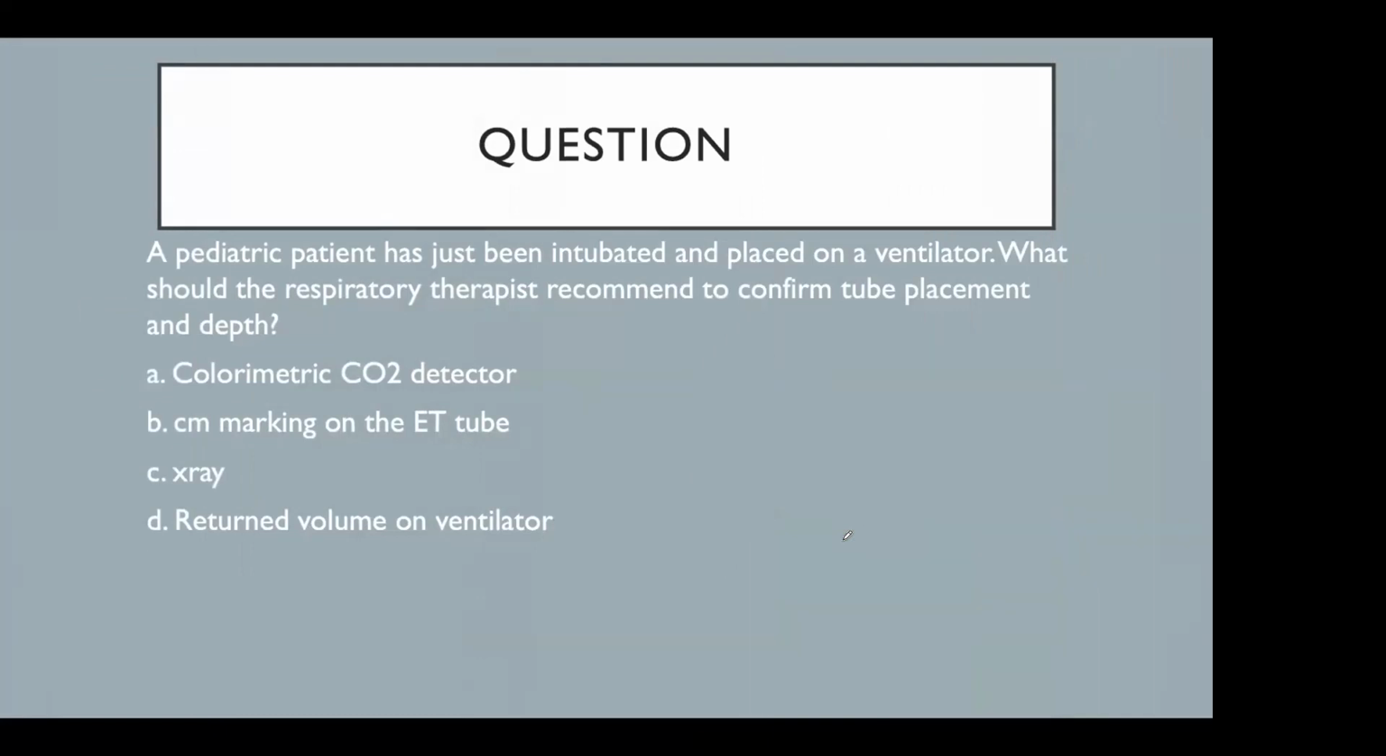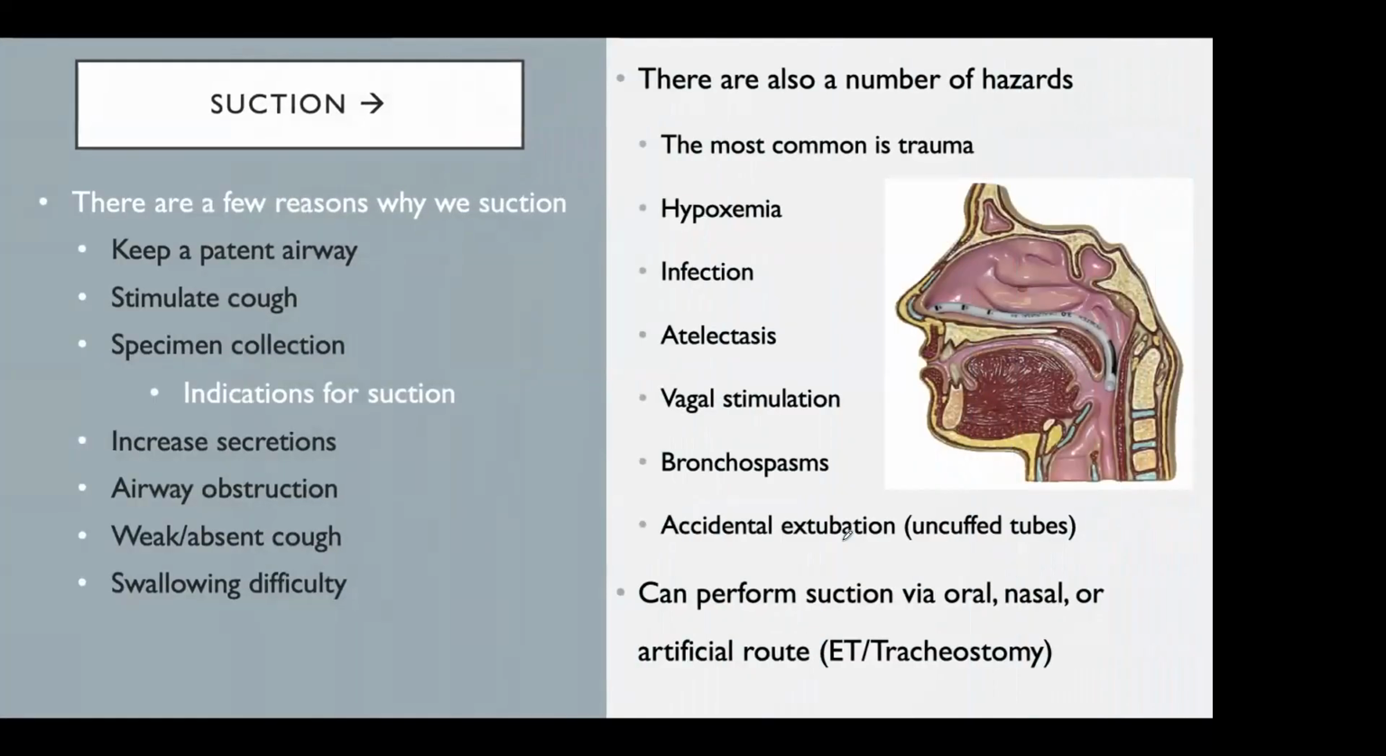So we've got a pediatric patient who's just been intubated and placed on a vent. What should the RT recommend to confirm tube placement and depth? Look at a colorimetric CO2 detector. That's great. That'll probably tell us that it might be in there. Look at a centimeter marking on the ET tube. It's a pretty good indicator. If we're running high, then we're probably at a right mainstem intubation. Should we get an X-ray? Return volume on a ventilator? Sure, that'd be fine too. But no, the answer is X-ray, right? All of those are great assessments and great objective things, but we want an X-ray.